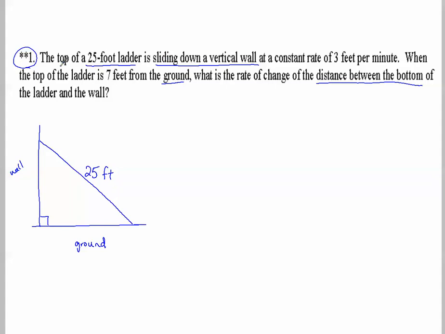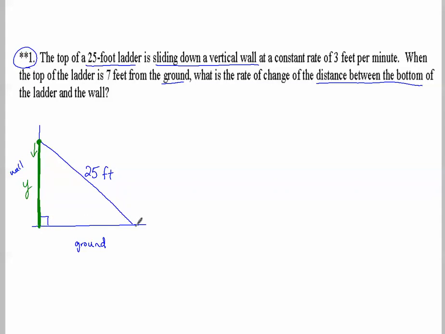The top of the ladder is sliding down the wall at a rate of 3 feet per minute. This length from the top of the ladder to the ground is a length that's changing because the top of the ladder is sliding down. So this vertical length, I need to assign a variable to it because it's not always 25 feet like the ladder. If it's a changing length, I'm going to assign it a variable. And usually vertical lengths I'm going to call y. Horizontal lengths I'm going to call x.